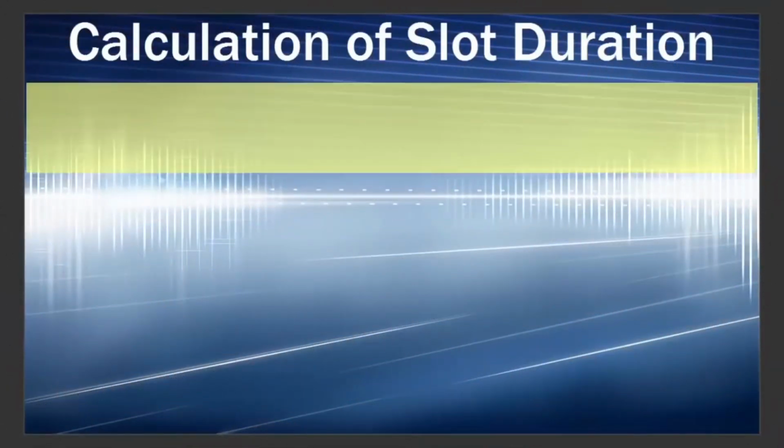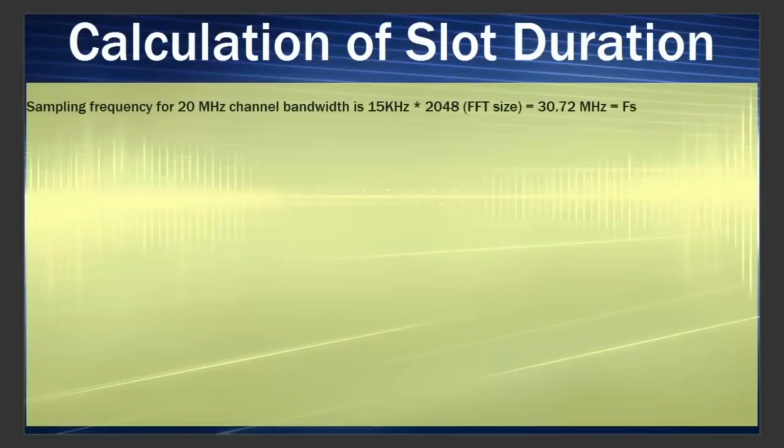Let's do some mathematics now. Sampling frequency for 20 MHz channel bandwidth is 15 kHz into 2048, where 2048 is the FFT size. So it will come out to be 30.72 MHz. As sampling time is the reciprocal of sampling frequency, sampling time is 1 upon 15 kHz into 2048. This is the time gap between 2 samples.